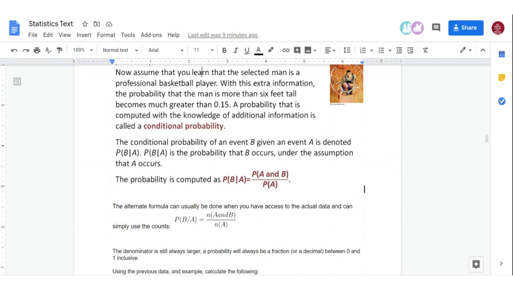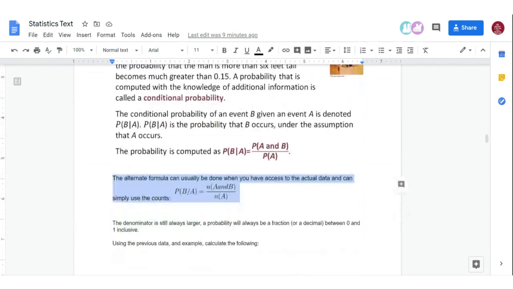All right. Now, just to bring this up, this book does not use it, but there's an alternative way to look at it that usually makes it easier to do when we're pulling the information from data, and I'll show you that. So remember, the denominator is still always larger, so the probability is always going to be a fractional amount between 0 and 1.